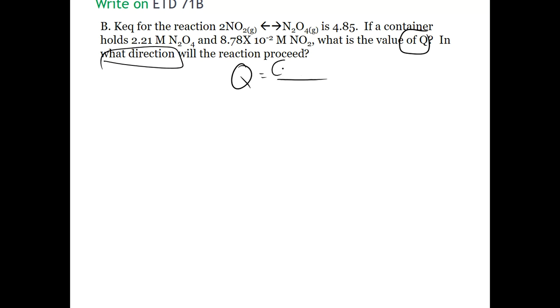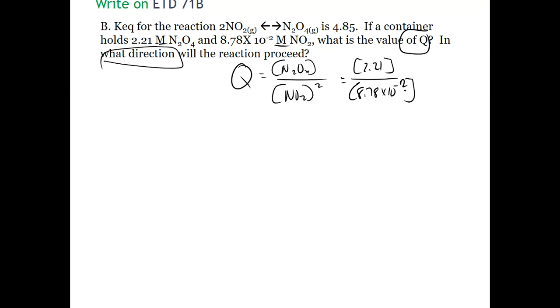These are both gases. So there's my N2O4, nice brown gas. And then at the bottom of that, there'd be the NO2, nitrous oxide, and that'd be squared because there's two of those. Then I look and say, okay, those are molarities. I'm going to plug them in, right? I got a 2.21 for the molarity of my N2O4, 2.21. And then I got an 8.78 times 10 to the negative 2 for my NO2.